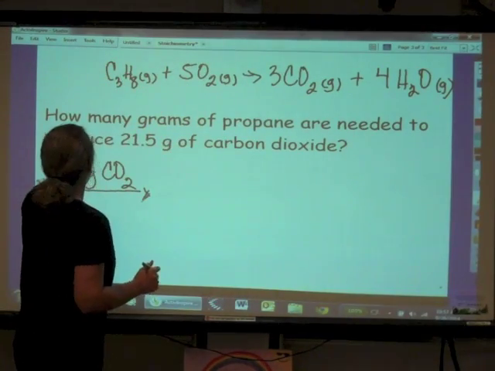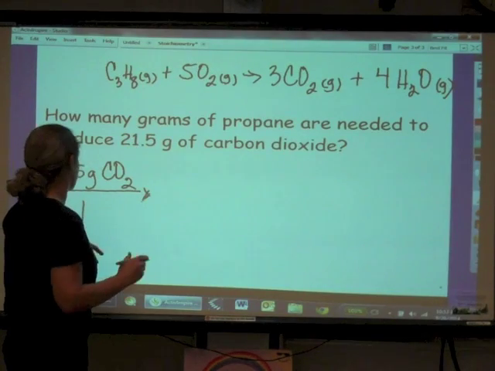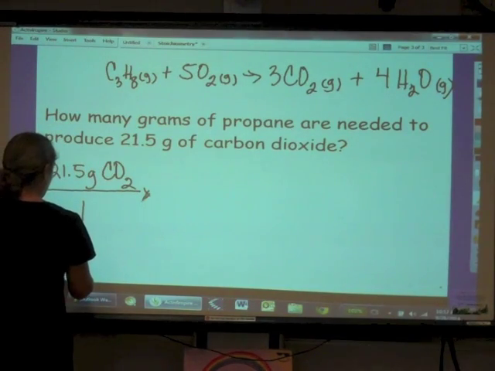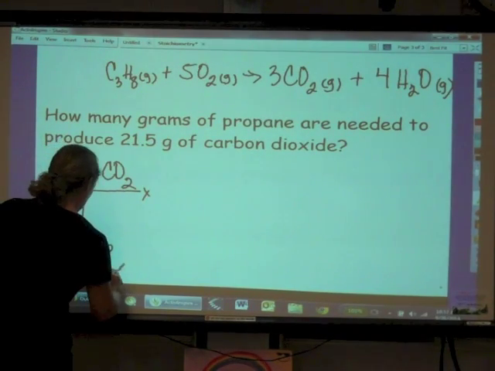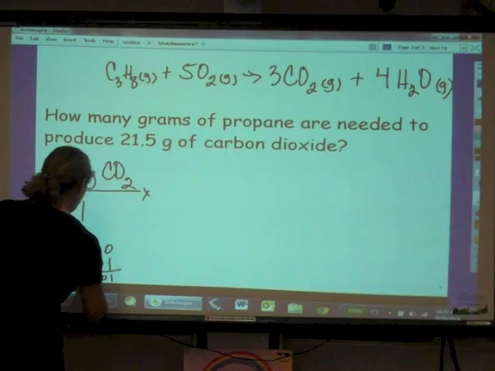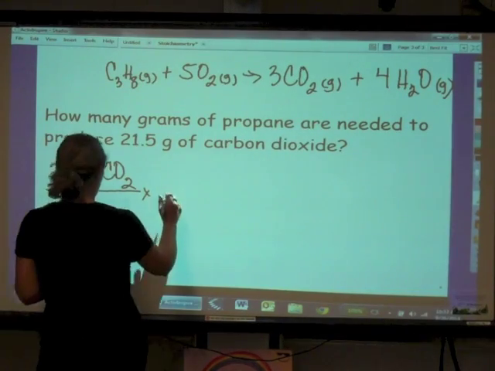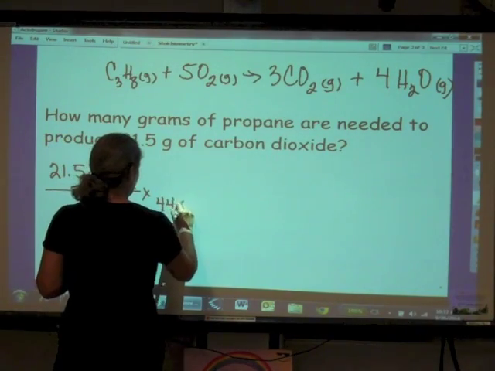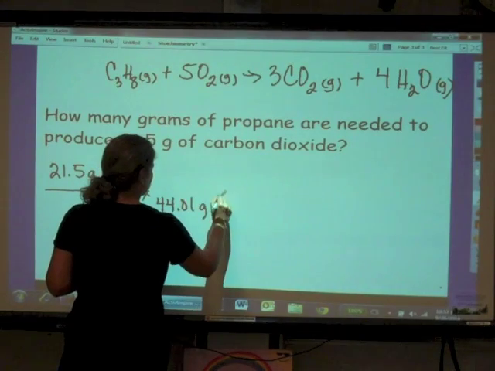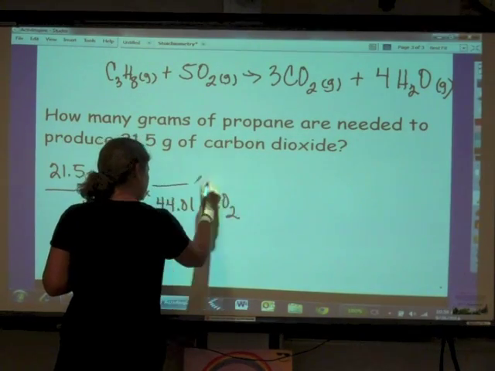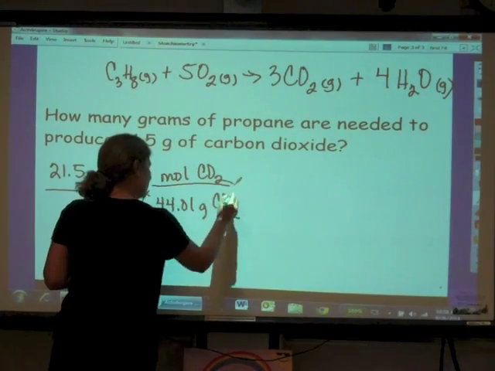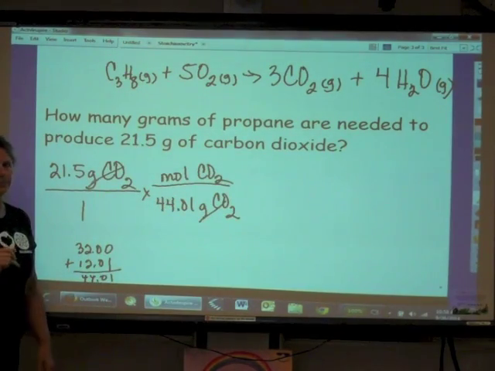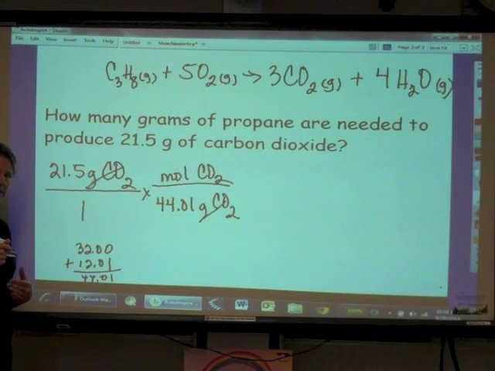because it's pieces that this thing is reflecting. So, carbon dioxide, we've got 32.00 plus 12.01, 44.01. Okay, so carbon dioxide is 44.01 grams of CO2 per mole of CO2. And we can cancel. What comes next?